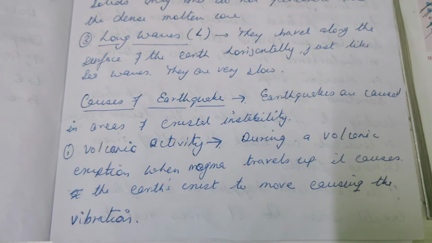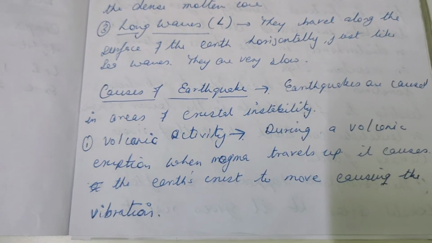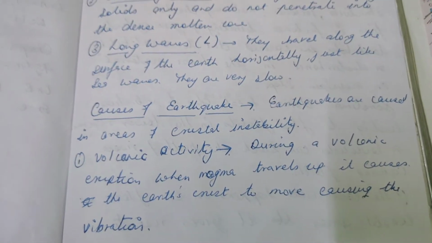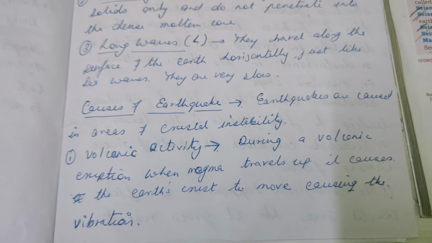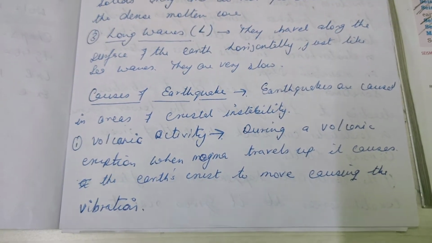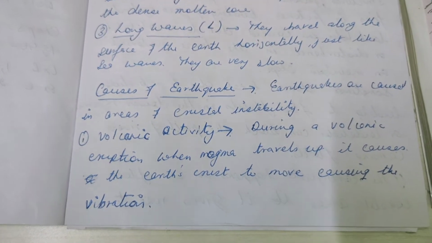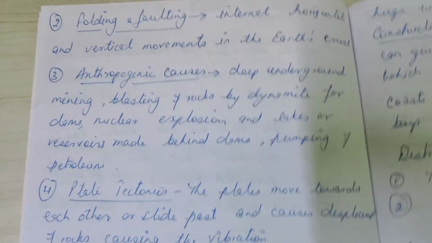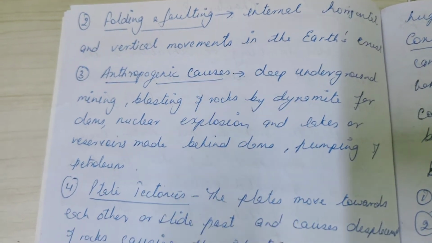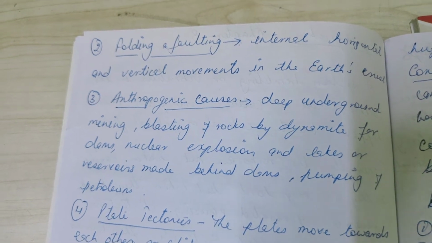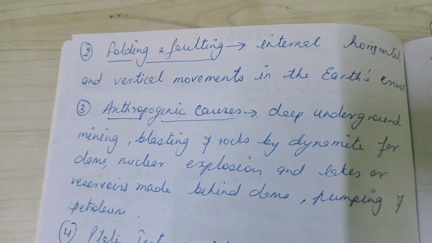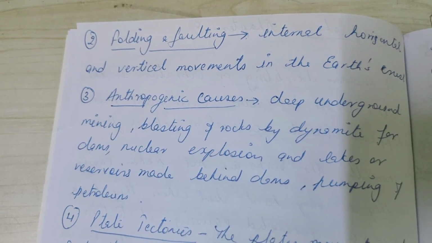So when the magma is rising up with the pressure caused due to steam and gases, it causes a lot of movement inside the surface of the earth, and that can cause a vibration, and that vibration can lead to an earthquake. That is your first cause. Then the second cause is folding and faulting. This is basically an internal force, so it's the movement of the earth's crust horizontally or vertically inside the surface of the earth, called folding and faulting, and this can cause an earthquake to occur.